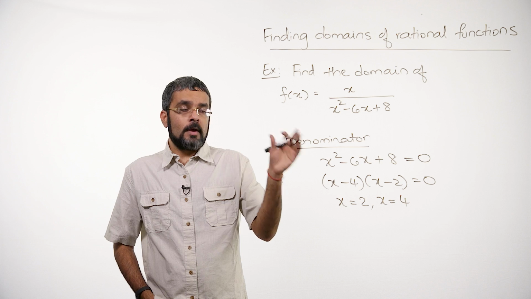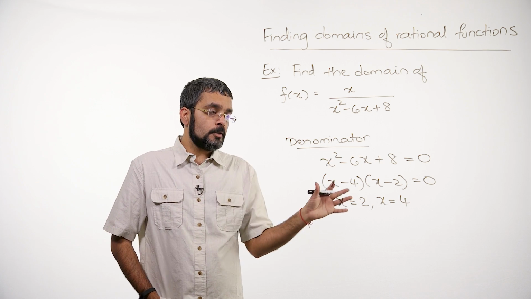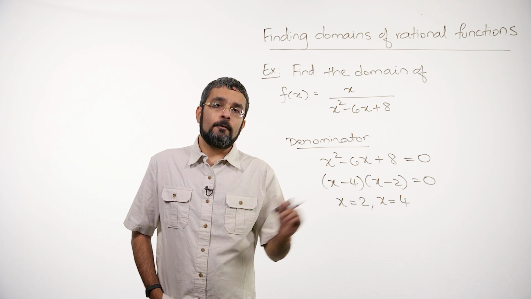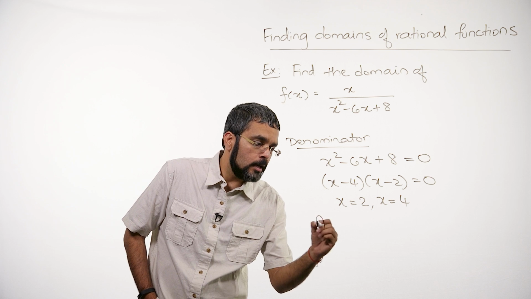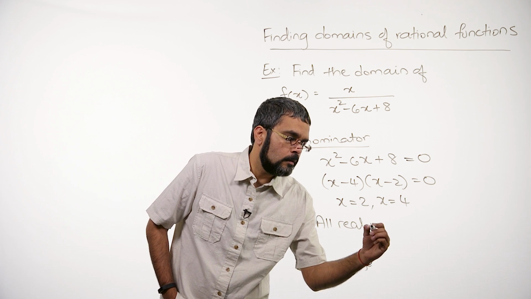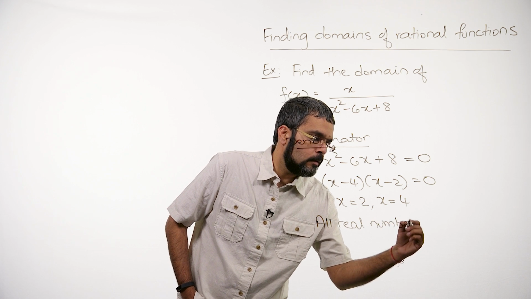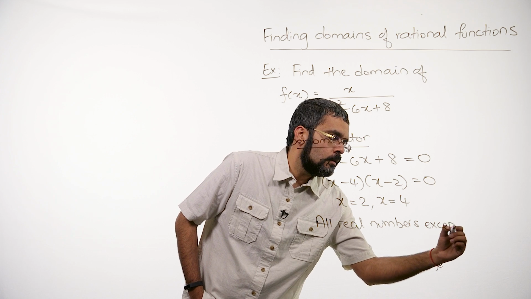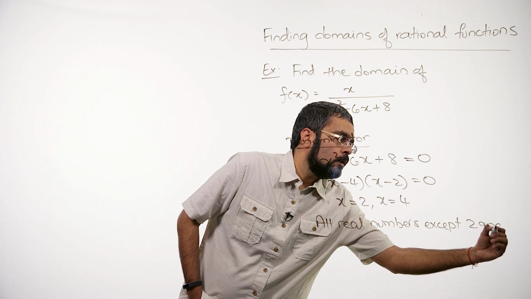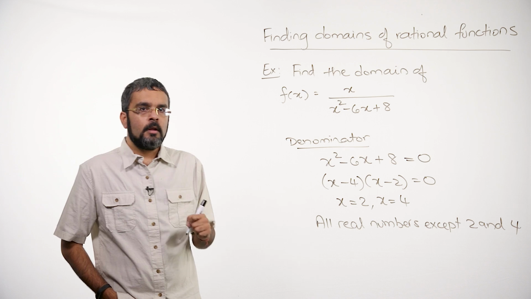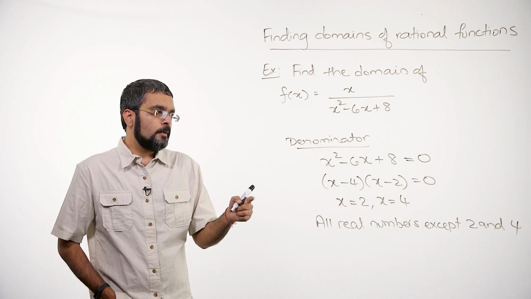So the domain for this rational function is going to be all real numbers. So it's everything on the real line except for these 2 points. So I can write that as all real numbers except 2 and 4. But I also want to write this in interval form. So how do I do that?